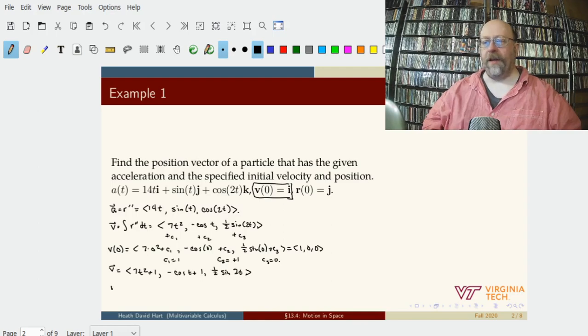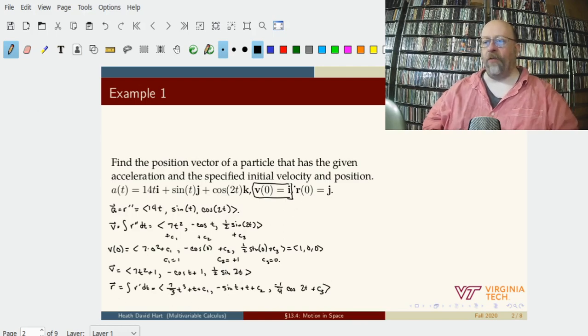The position then, which is the integral of the velocity, will be 7/3 t cubed plus t plus a constant again. The integral of negative cosine t is negative sine t plus t plus a constant. The integral of 1/2 sine of 2t is negative 1/4 cosine of 2t plus a constant. Another 2 comes out, so this becomes negative 1/4.